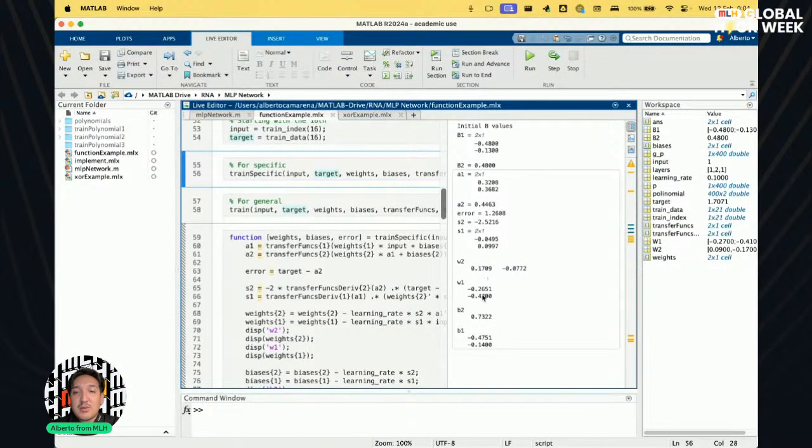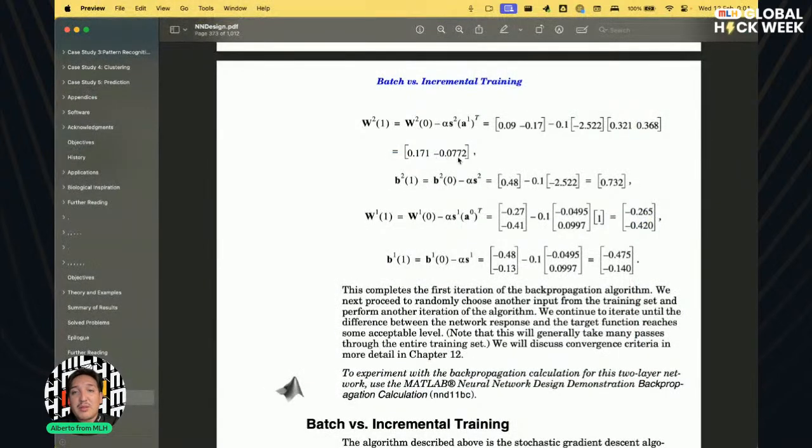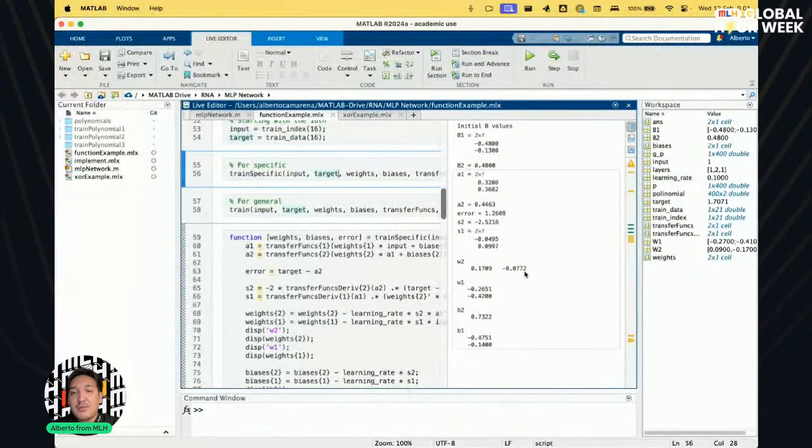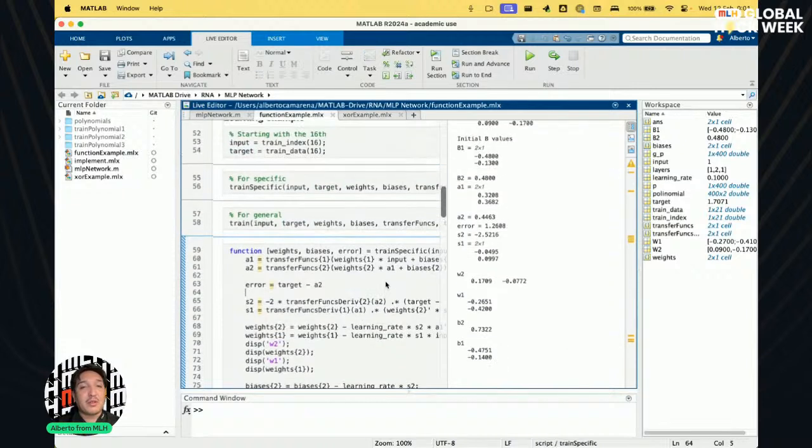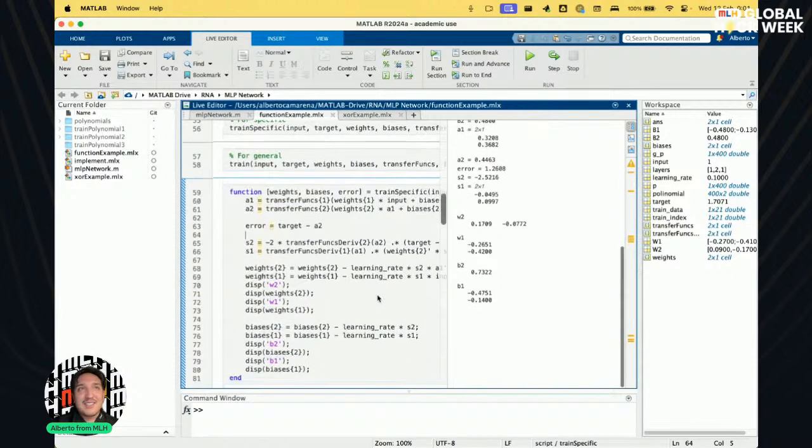0.171 rounded, -0.772, and so on. So, time's up. I need to close the session right now, but this was just an example of the very first learning of our network. We will give this much more power in order to recreate the signal. But that's for tomorrow's sessions, right?